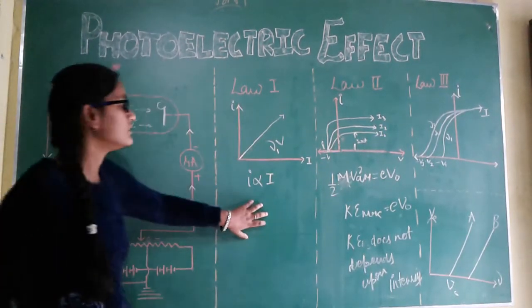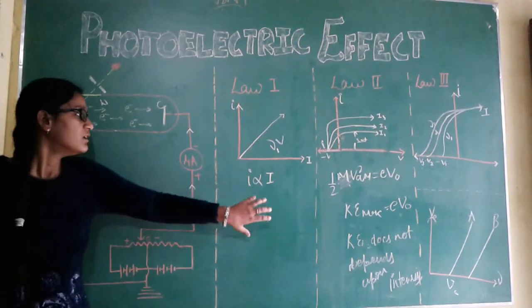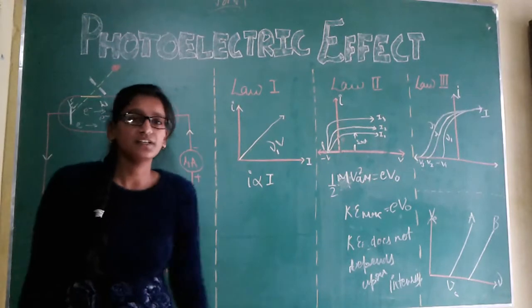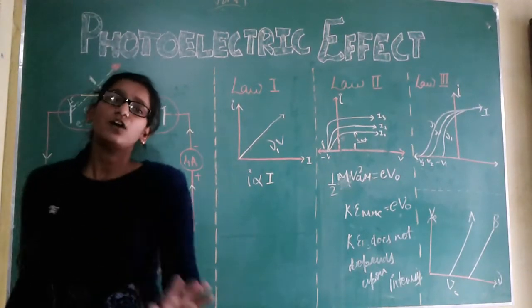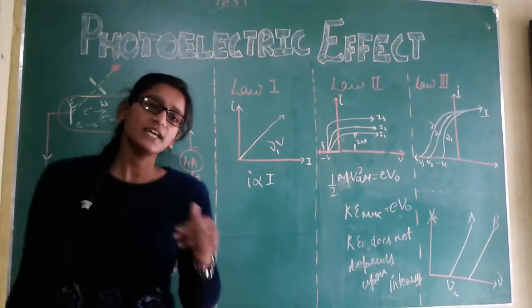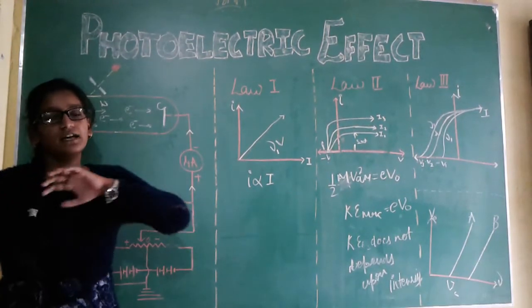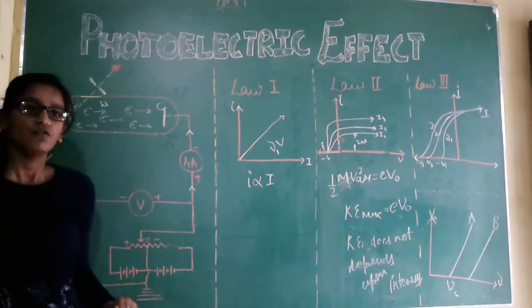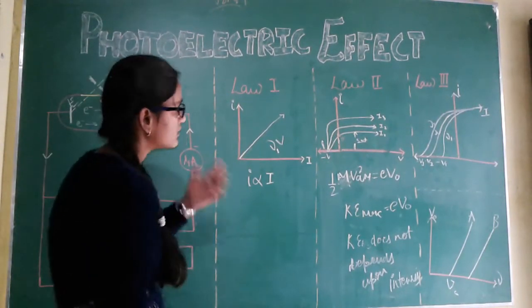What is our first law? Now starting from the first law. Our first law is photoelectric current is directly proportional to intensity. So this law can easily be explained by the wave theory, as the more the intensity, the more the energy, and the more electrons emitting out from the metallic surface. Okay, so this law can be explained from the wave theory.